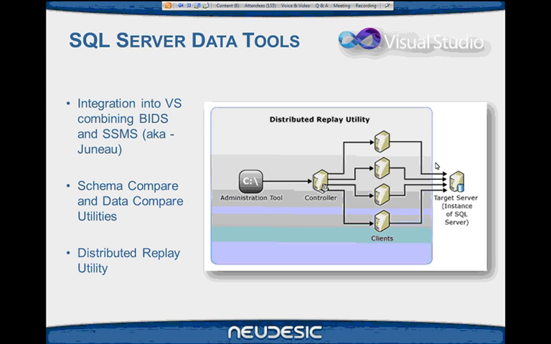Then you also have your distributed replay utility. What this will allow you to do is hit a target server just as a client application would. You could use a controller to hit that server with the trace you've already run, and then replay that trace across multiple clients to really hammer the server. So it's an interesting way to test out your performance.